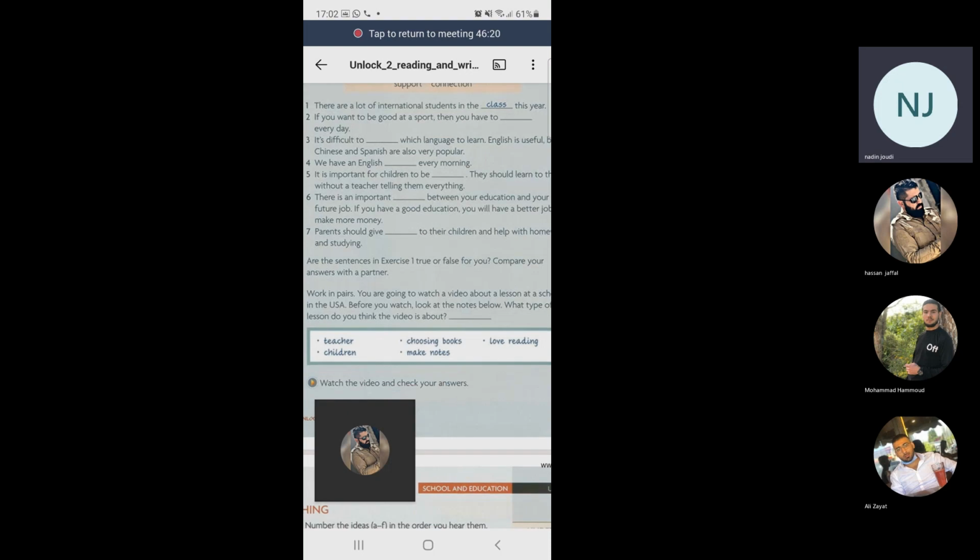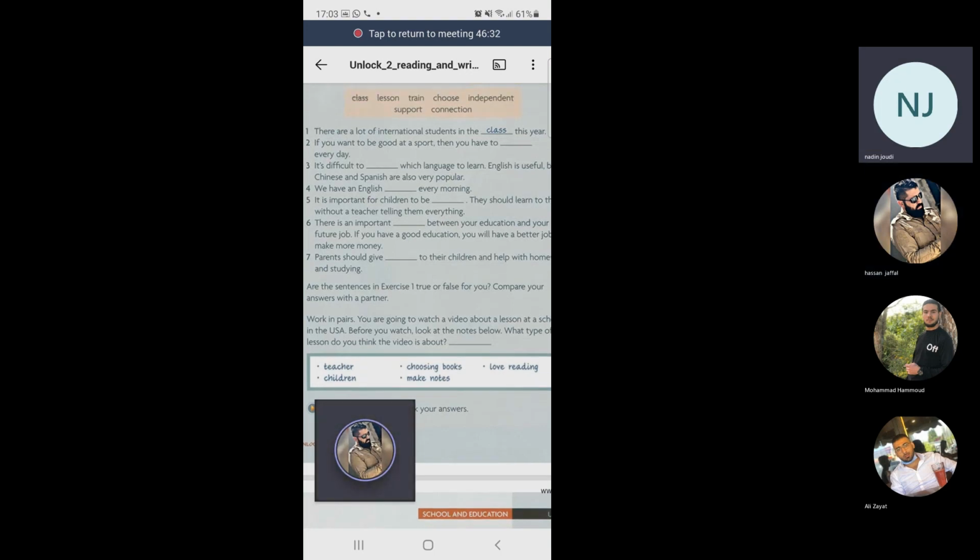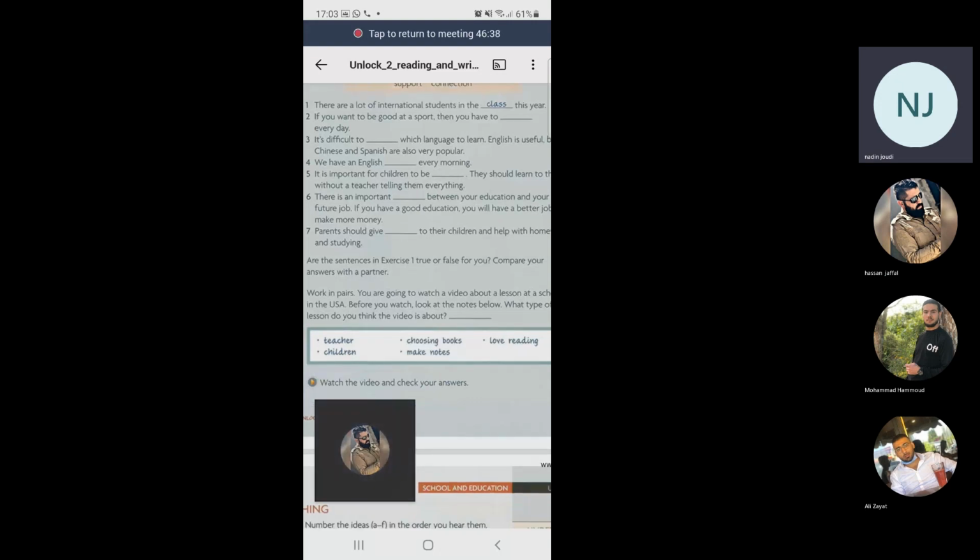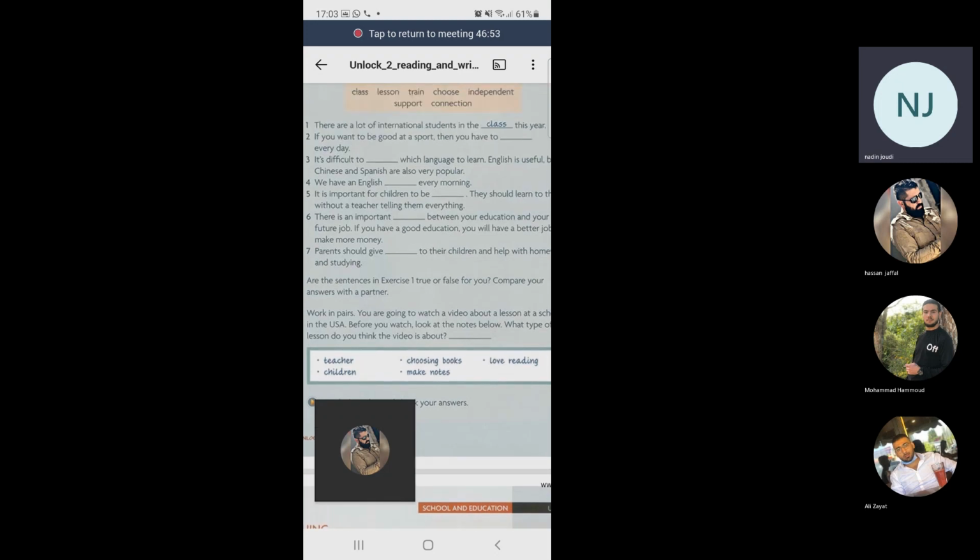Now, number three, it is difficult to... It's difficult to what? Which language to learn? To choose. It's difficult to choose. Here, it's present tense because it is giving a fact. It is difficult. Just look at how we write it is: it apostrophe S. I know that many students know this, but some students don't put the apostrophe S. The apostrophe S here is present tense. It is difficult to know which language to learn. It is: it plus is, we put apostrophe S.